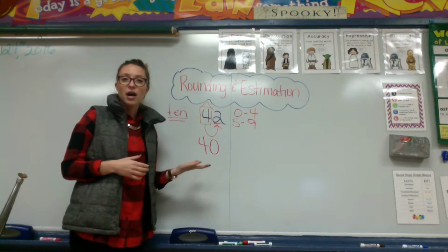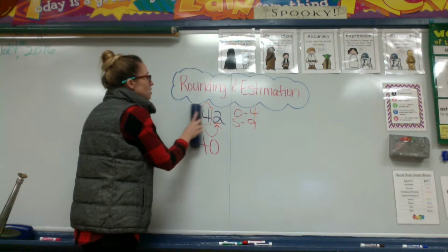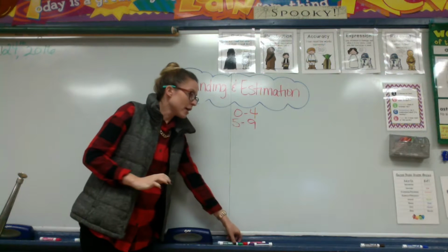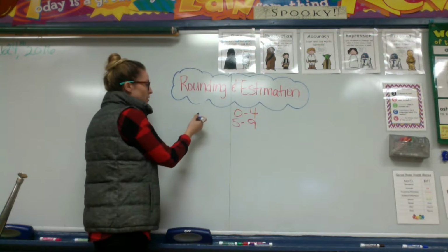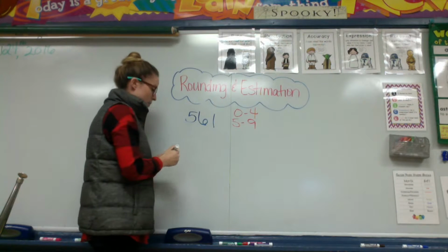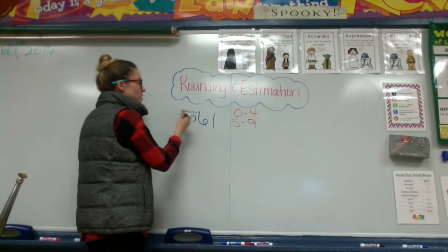So let's try another quick example using a 3-digit number. So let's say, for example, we had something like the number 561, and I wanted to round this number now to the nearest 100.